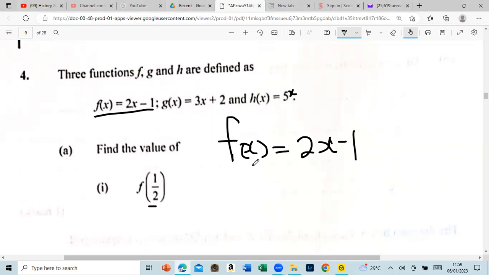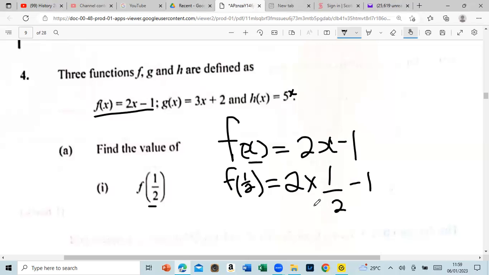All right, so f of a half. What we're going to do is replace x with a half. So it'll be 2 times a half, minus 1. The 2 and the half cancel out, giving us 1. So 1 minus 1 is equal to 0. So when a half is inserted in the function, the output is 0.